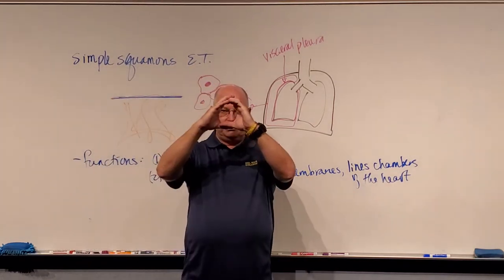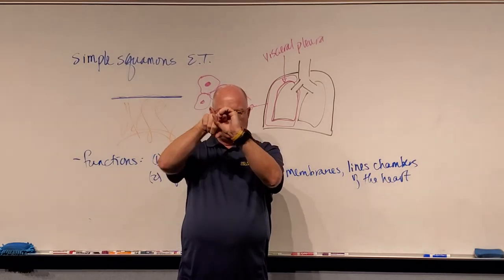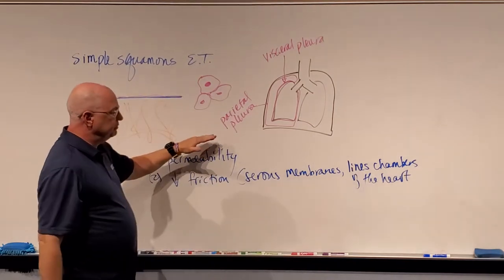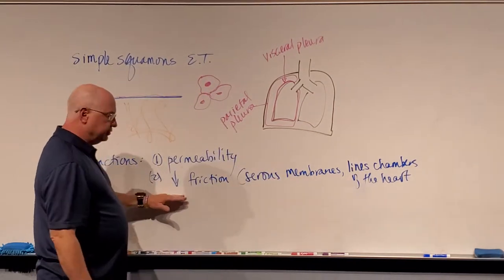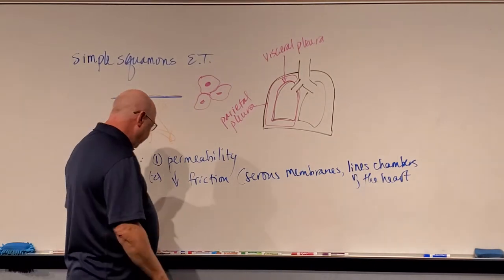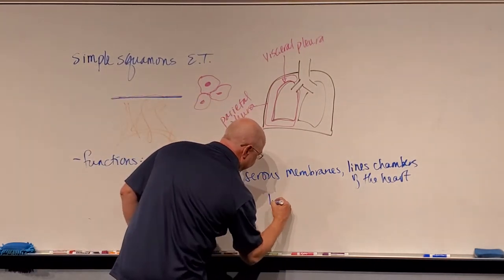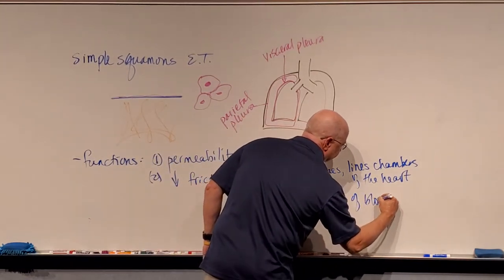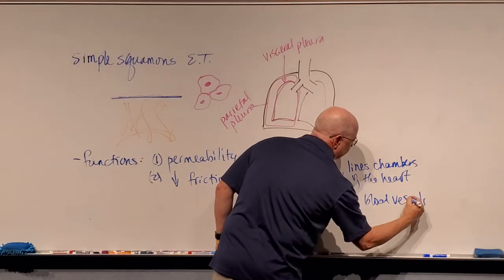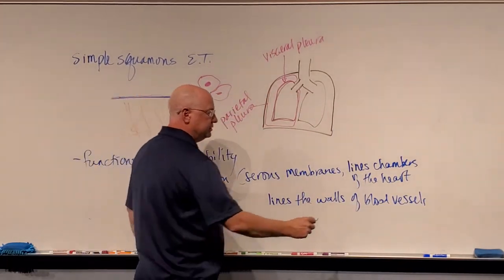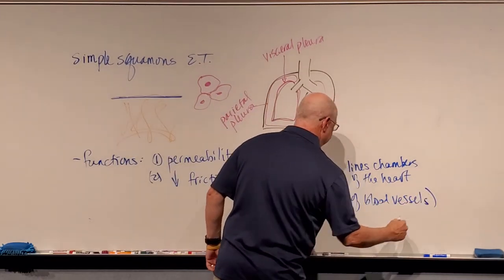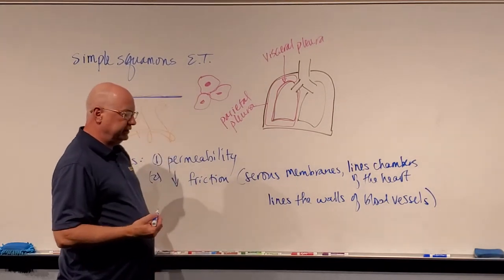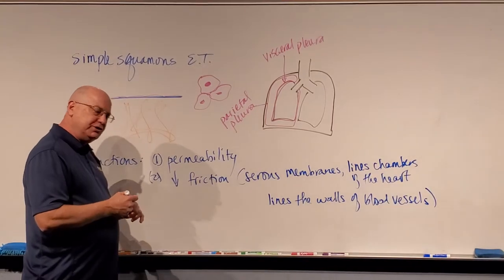When the empty chambers of your heart contract, the blood cells will be squirted through the blood vessels, back to that chamber. So we find simple squamous epithelium lining the chambers of the heart, where it also reduces friction. And there's a third place that we will find it, and it also lines the blood vessels. It will line the walls of our blood vessels. So there's three places at least that we find simple squamous epithelium where it's going to reduce friction. We find it in serous membranes, lining the chambers of the heart, and lining the walls of blood vessels, okay? And in all three places it reduces friction.